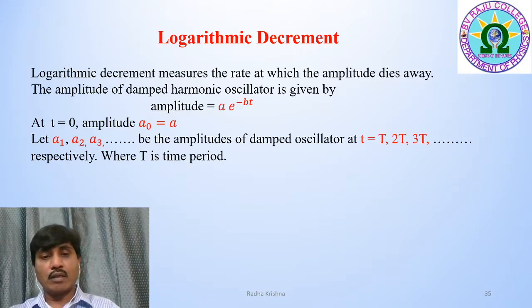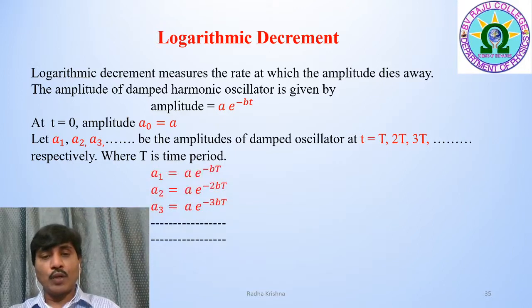That means the amplitude decreases with every oscillation. Suppose at time t equal to 0, the amplitude is maximum, that is A0 is equal to A. After a time T, the amplitude A1 is equal to A e^(-bT), and after a time 2T, A2 is equal to A e^(-2bT).